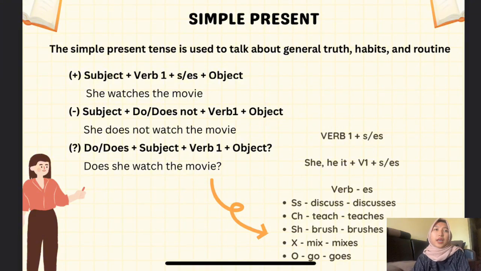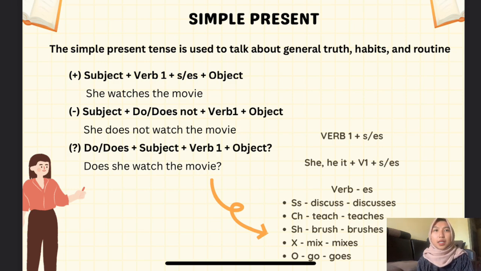The simple present tense is used to talk about general truth, habit, and routine. The formula is subject plus verb 1 plus S or ES plus object. For example, in the positive sentence: she watches the movie. We use ES when the subject is she, he, it. Okay, we need S or ES, because the subject is she, we use ES.